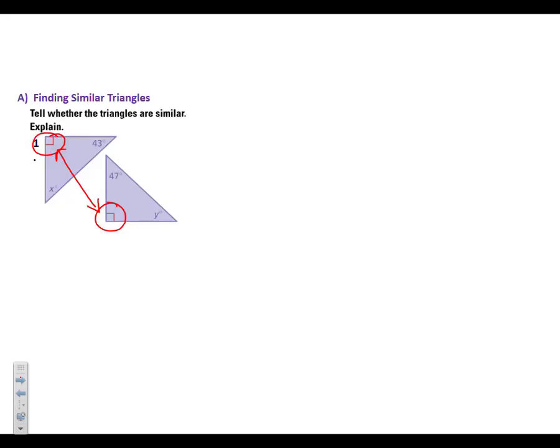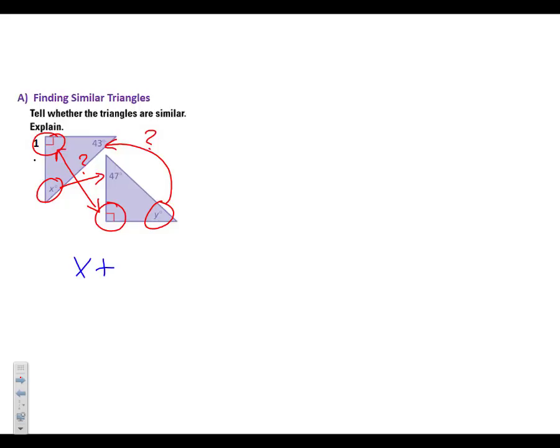Well, in this particular case, we know that 43 and 47 are not the same. So I've got to say, is angle X equal to angle 47, or is angle Y equal to angle 43? We only need to prove one of those. Doesn't matter which one. So I'm going to take the first triangle and I'm going to use what we know about triangles that we learned a little while ago.